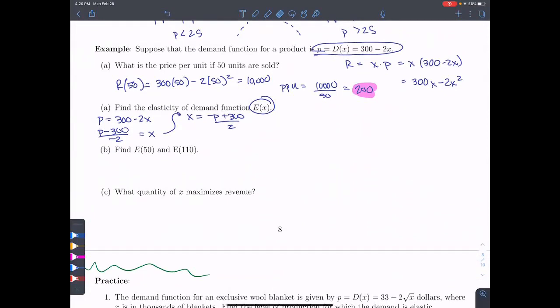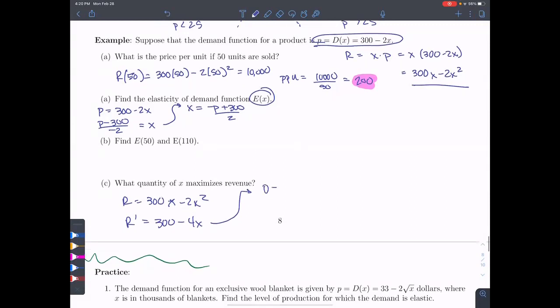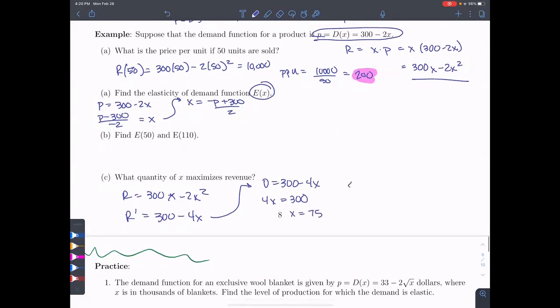We could actually figure this out anyway. What quantity of X maximizes the revenue? Revenue is 300X minus 2X squared. So R prime would be 300 minus 4X. Set that equal to 0. Is that 150? 75. 75, of course, because 150 would be 2. X is 75.